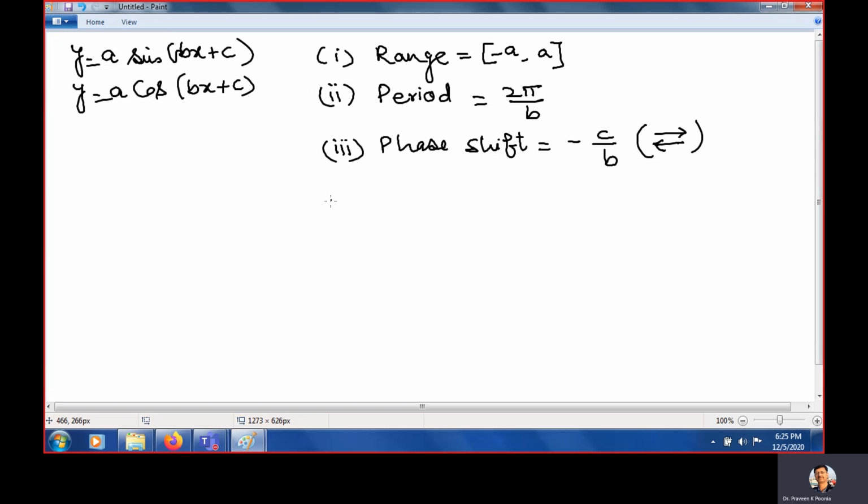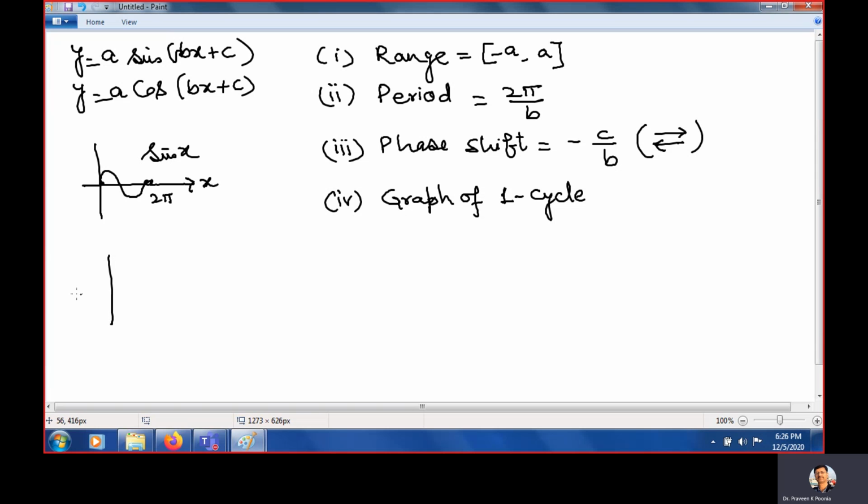Then there is one more thing. If we want to draw the graph of one cycle, remember that in sine and cosine we always start the graph between 0 and 2 pi. Here x is the horizontal axis, y is the vertical axis, from 0 to 2 pi. It is drawn like this for sin x, and for cos x we draw it like this, also from 0 to 2 pi. Clear? This is the standard form.